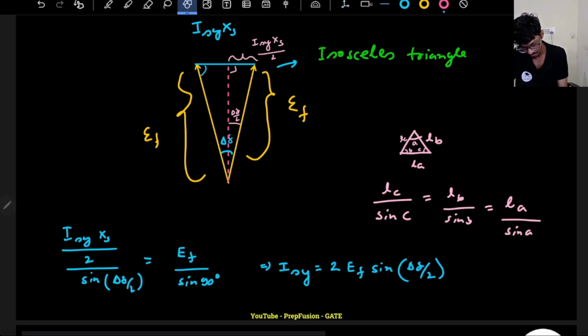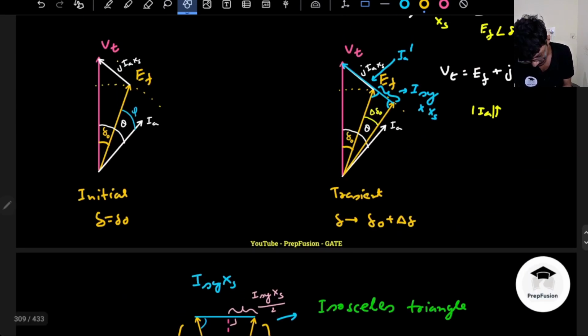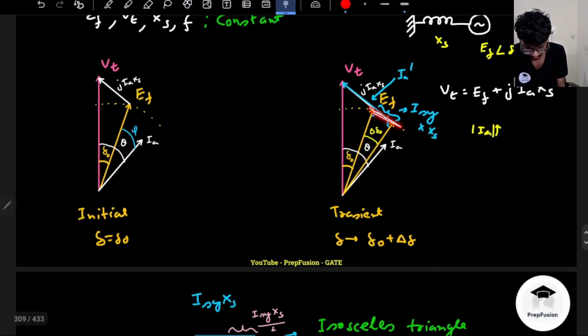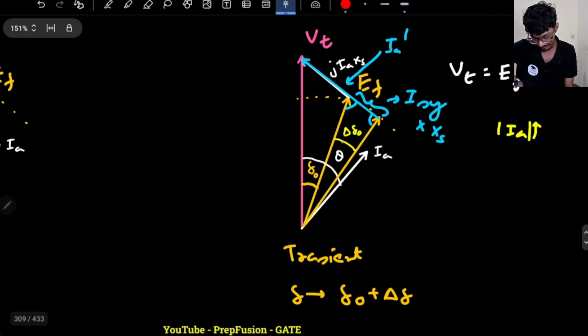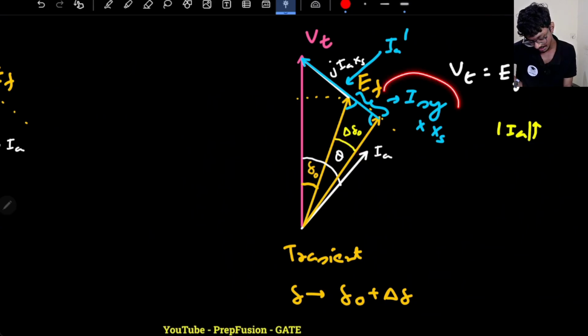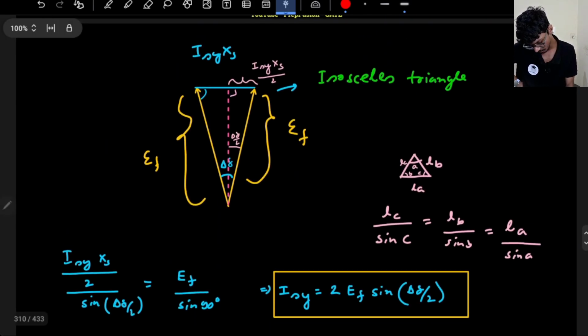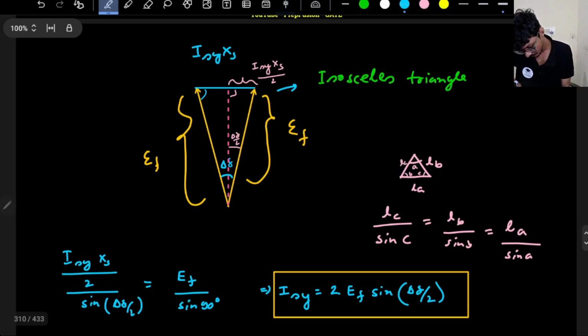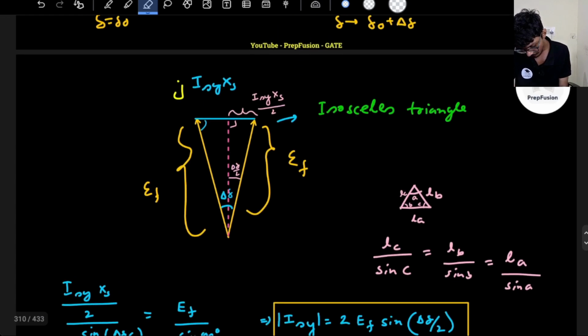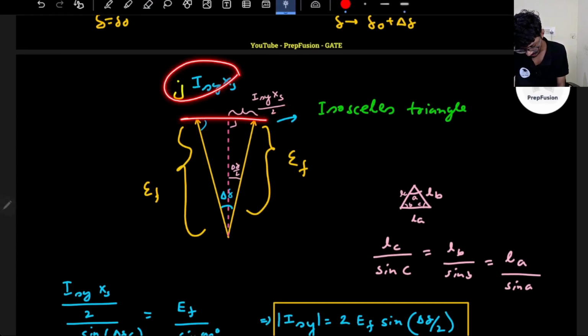Now what will be the phase? Can you tell me what will be the phase of ISY, the synchronizing coefficient current? If you observe, this phase has shifted by delta by 2. This is J ISY, this is J ISY. So if this EF has shifted by delta by 2, I want to calculate what will be the phase. This is actually J into ISY XS. So if you observe here, this is the drop, and this is J into ISY XS.